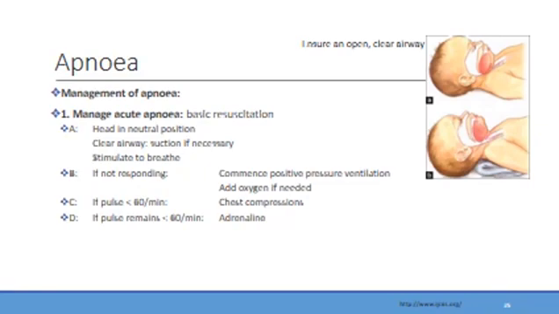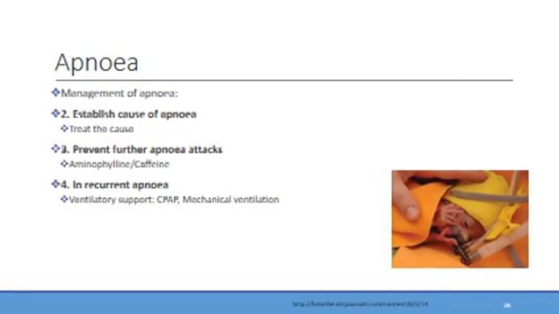And then if the baby is not responding to stimulation and an open airway, you must start with positive pressure ventilation and add oxygen as required to maintain the SATs between 90 and 94%. If the pulse rate does not pick up and it remains less than 60 beats per minute, you can start with chest compressions, and if the pulse rate does not recover, you will have to administer adrenaline. Other principles of treatment is then to establish the cause of the apnea and to treat the cause. If the baby was hypoglycemic, obviously he will not recover unless you've corrected that. Or if there were secretions in the upper airway, you need to resolve that.